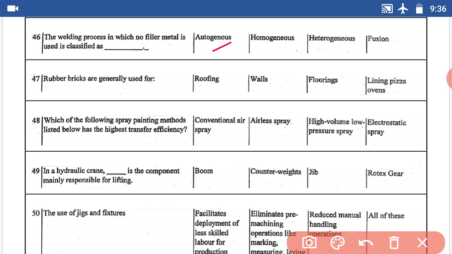Question number 47. Rubber bricks are generally used for dash. This question's answer is flooring. Option C is the correct answer.